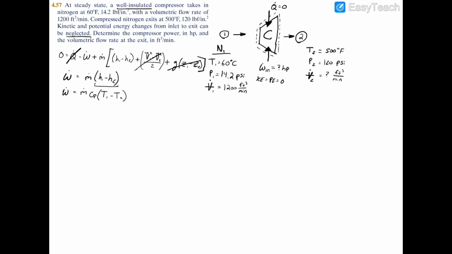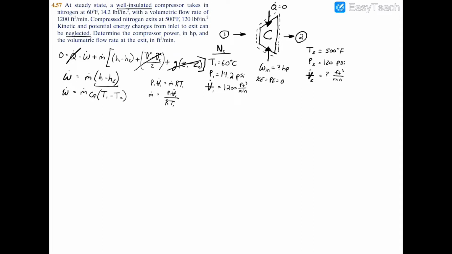So with this formula here, we do have T1 and we have T2. However, we don't have the mass flow rate, and the specific heat is just a constant, and I'll pull that up in a second. But to find the mass flow rate, I'm going to use the ideal gas law. So if you recall, you'll have that P1 V1 equals m R T1. And if you rearrange for the mass flow rate, you're going to have m dot being equal to P1 V1 divided by R T1.